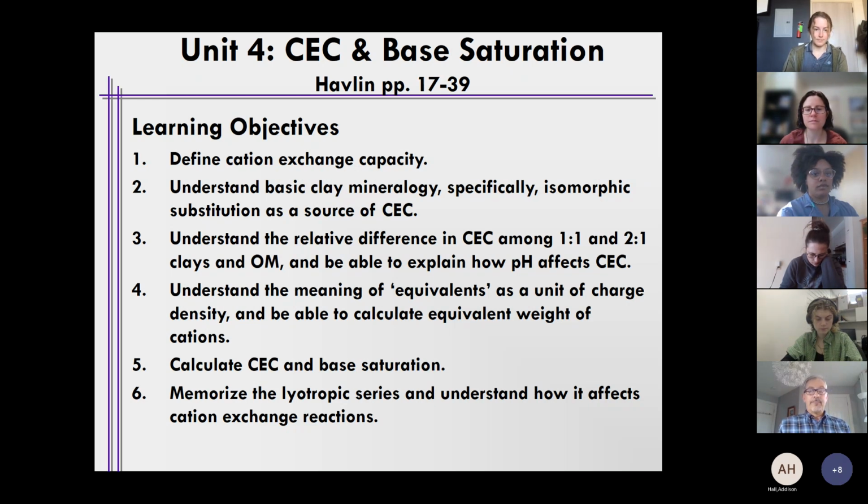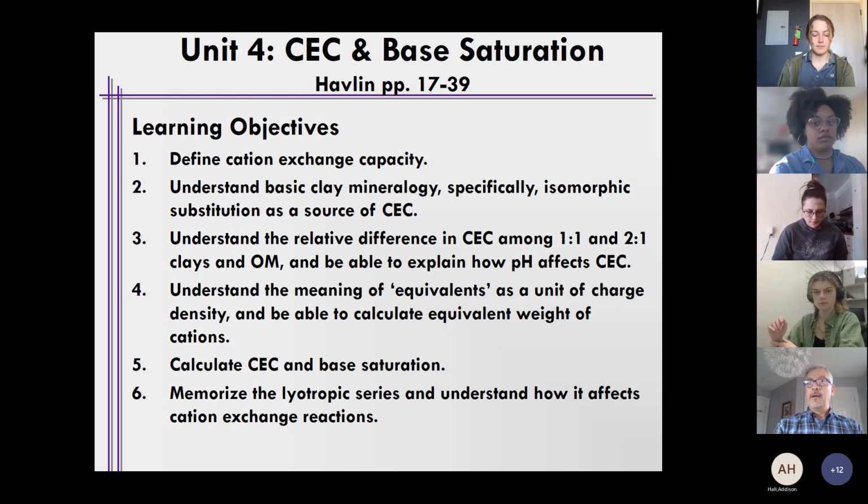There's 6 learning objectives. The first one is you should be able to define cation exchange capacity. I'll give you a definition, but there's like 100 different definitions out there, but you should be able to define it. And then, of course, if you remember this, cation exchange capacity is driven by clays and organic matter in soils. And so objective number 2 is to understand the basic clay mineralogy that's present in soils across the globe, and specifically a term called isomorphic substitution as a source for cation exchange capacity. And you've probably heard isomorphic substitution before.